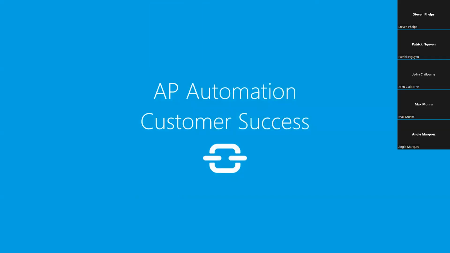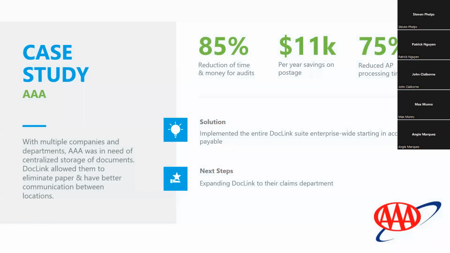AP automation, customer success. Let's talk on some other customers that we have. AAA, very well-known organization. Their key initiative was accountability of timely approvals and being able to take advantage of early payment discounts. Also, utilizing our system for quick reimbursements of employee expense reports. Like I mentioned a little bit earlier, we have a forms capability. One of the forms that a lot of our clients use is expense report form capability. We use DocLink internally as well here at Alltech, and I use it for expense reports and managing customer contracts.